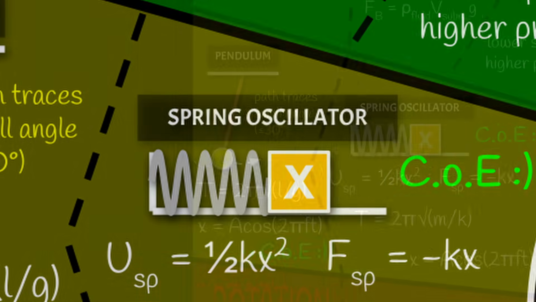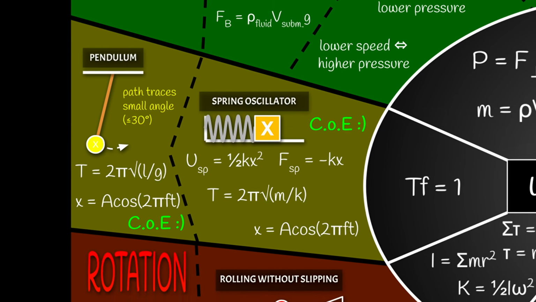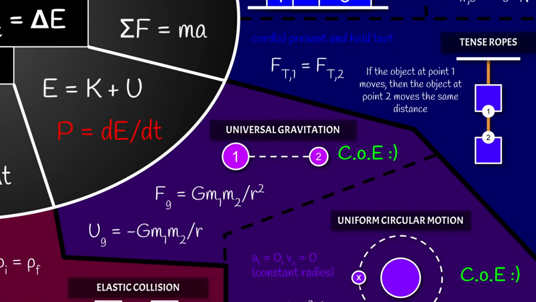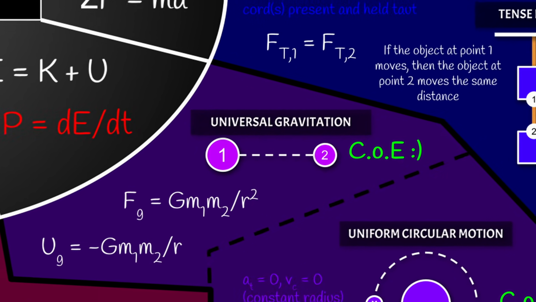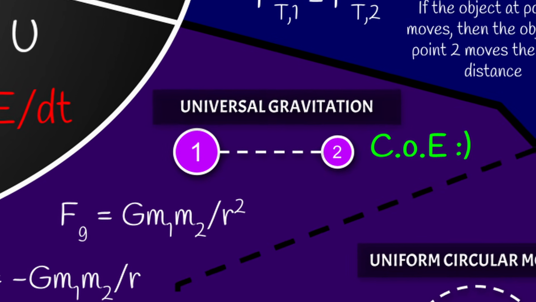And that reminds me, if you have a spring setup, make sure to include both the thing on the spring and the spring itself in your system. And if you have gravitation, make sure you include both objects. So include the earth and whatever is falling towards it in your system, for example.